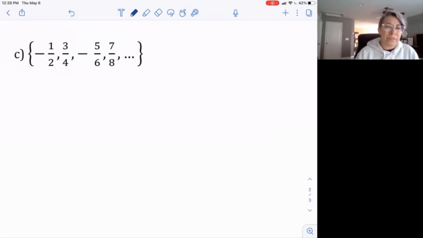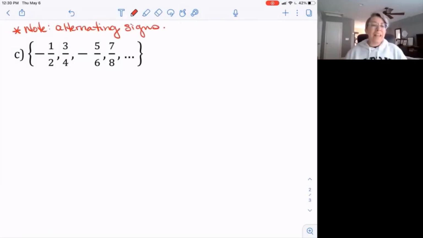This one's a little bit different. Notice it alternates signs. If it alternates signs, then it's not going to be arithmetic. Now, that doesn't mean it can't go from positive terms to negative or negative to positive. You can add or subtract where it eventually changes signs. But notice it goes from -1/2, +3/4, -5/6, +7/8. They're alternating. It could be geometric. We would have to look and see.